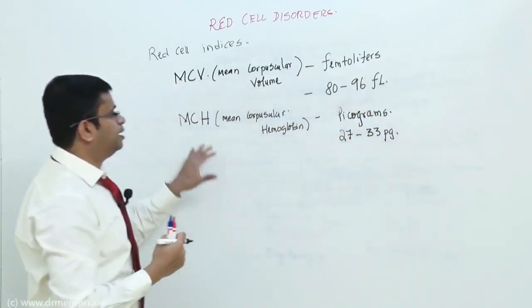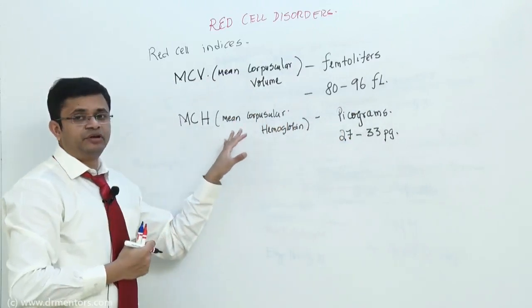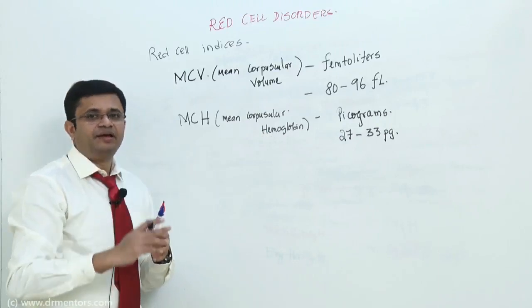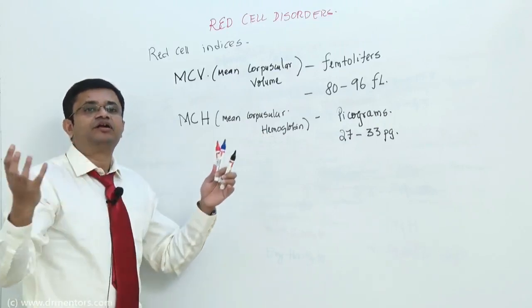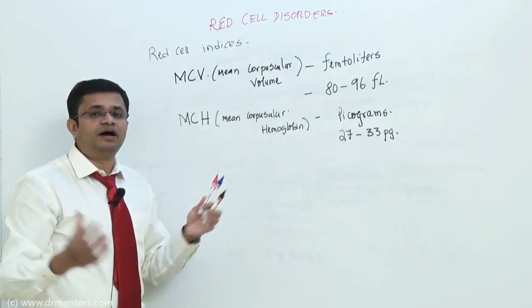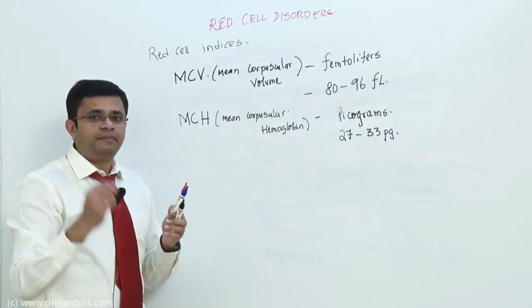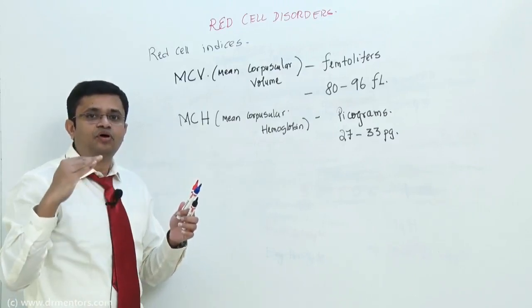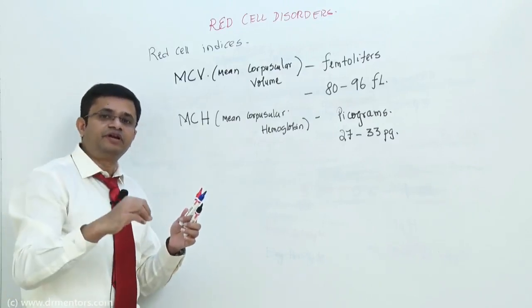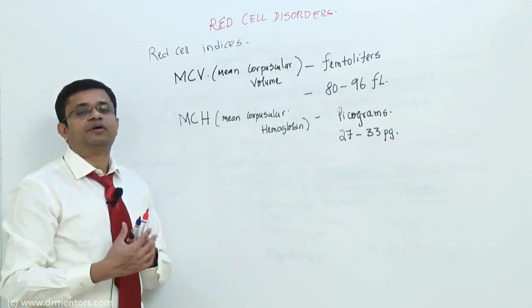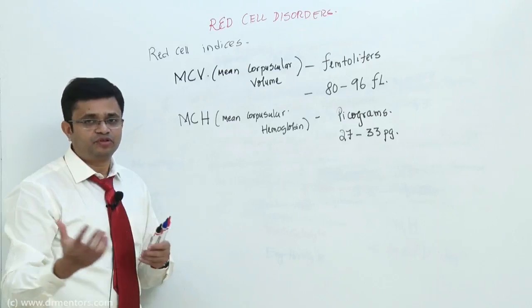So keep in mind, MCH, mean corpuscular hemoglobin, means average. If I take a given red cell, what is the average content of hemoglobin? If I have 100 RBCs in a given blood sample, what is the average value of hemoglobin in a given red cell of a patient? That's your MCH, measured in picograms, 27 to 33.